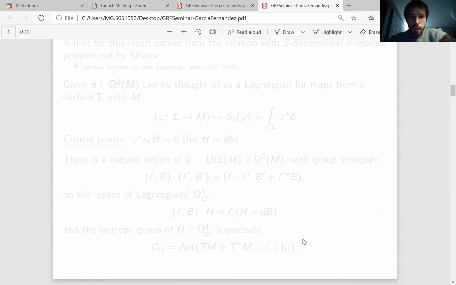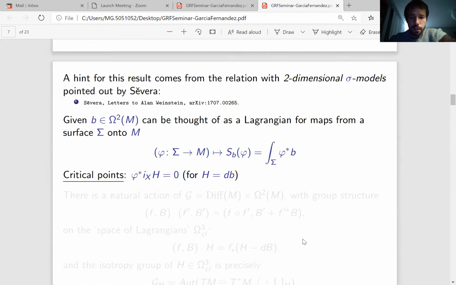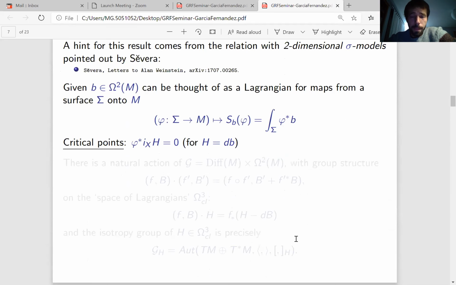So something I was ill explaining the previous day, let me explain it a bit better, is that a hint for this result comes from the relation with two-dimensional sigma models. So recall that generalized Ricci flow, at least the motivation for it, comes from the theory of two-dimensional sigma models, where it appears via some action functional for maps from a surface Σ into a manifold M. And then we have a classical field theory with equations of motion and so on. And then there is some complicated quantization procedure whereby generalized Ricci flow appears as a renormalization group flow.